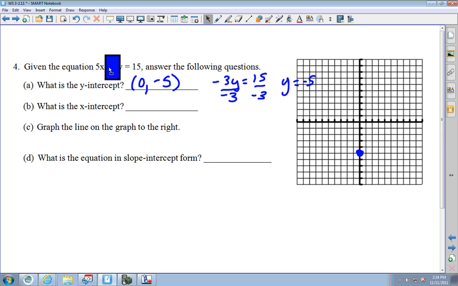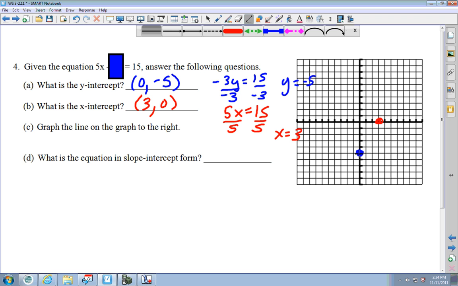My x-intercept, I cover up my y. I'm going to have 5x equals 15. I'm going to divide by 5. X equals 3. I have 3, 0. 1, 2, 3. Okay, so I draw my line.